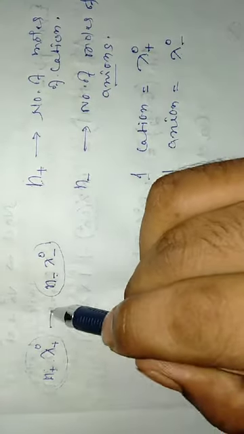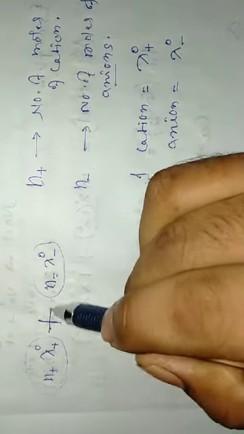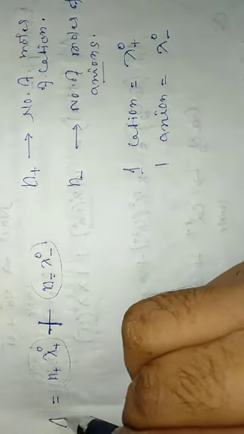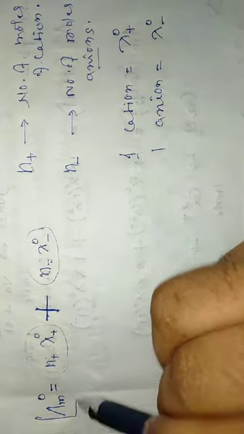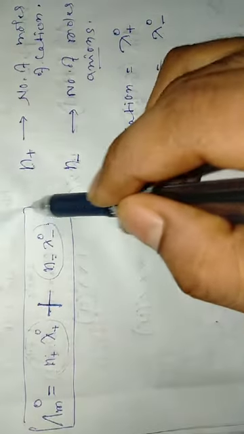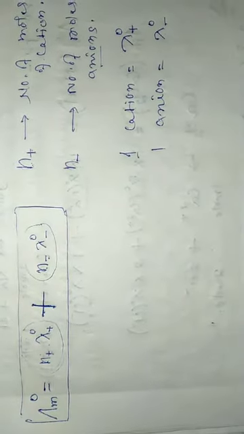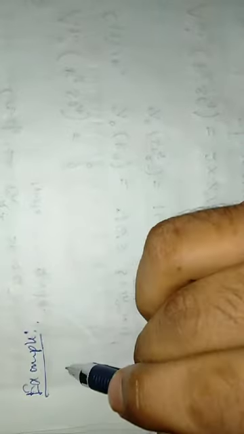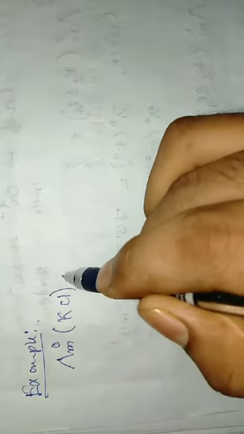So by adding the limiting molar conductivities of both, we have the limiting molar conductivity for this solution. So this is the mathematical form of Kohlrauch's law of independent migration of ion. So let us consider an example. Let us calculate the limiting molar conductivity for the potassium chloride solution.